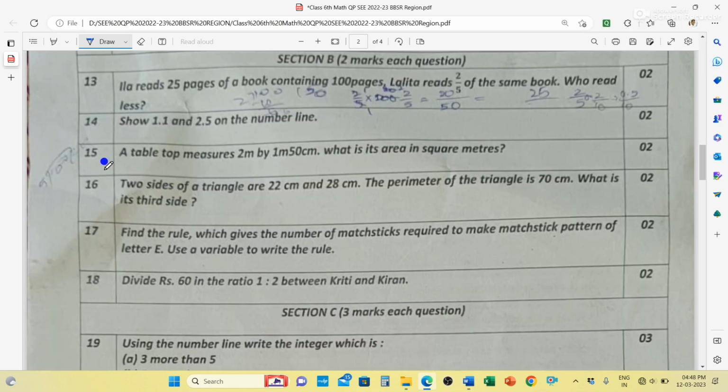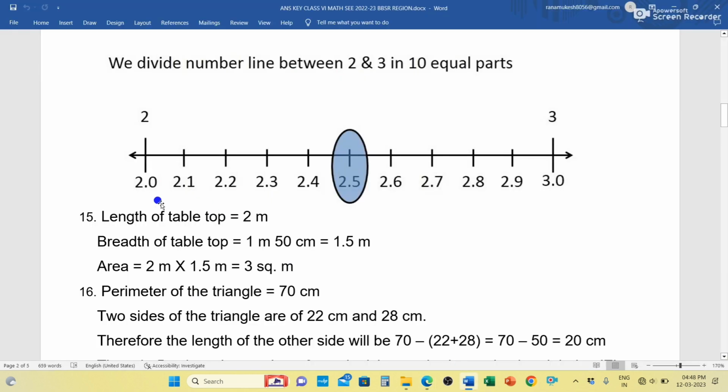Then question 15, a tabletop measures 2 meter by 1 meter 50 cm. That means length is 2 meter and breadth is 1 meter 50 cm. What is its area in square meter? Length of tabletop 2 meter, breadth of tabletop 1 meter 50 cm, that is 1.5 meter, right? Then area will be 2 meter into 1.5 meter, it will be 3 square meter.